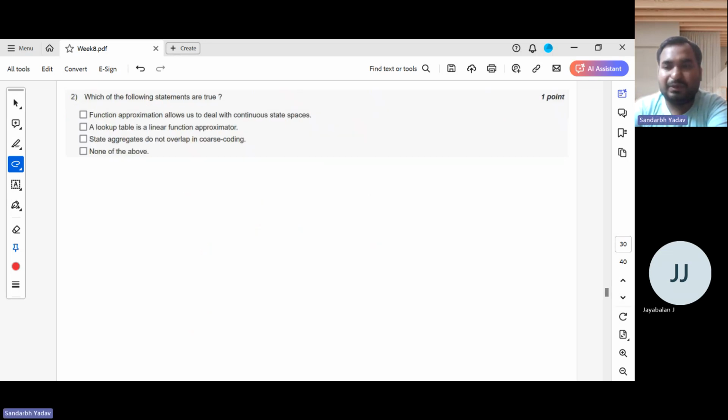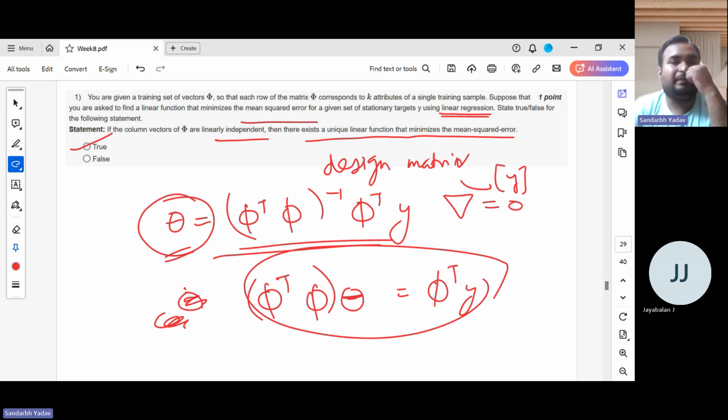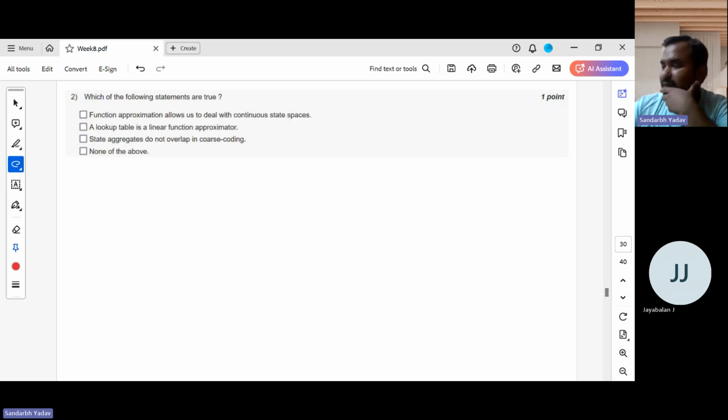So I gave the answer because this was more from machine learning, but for other questions, I'll simply guide you through to the answers. So which of the following statements are true? It's a multiple option correct.